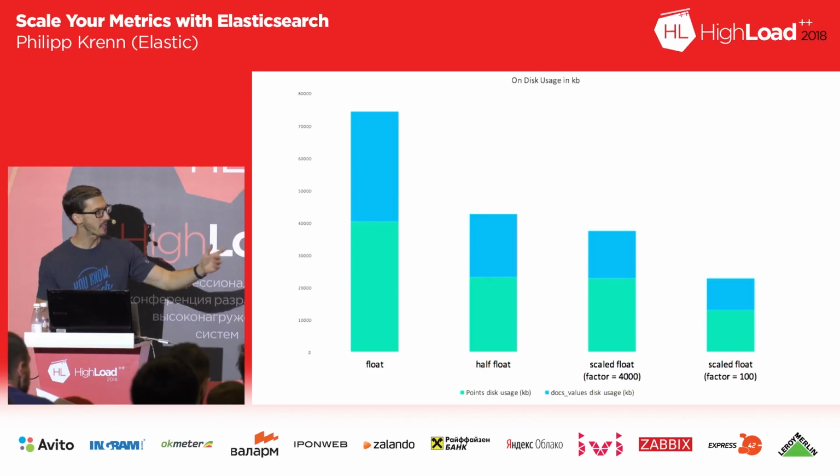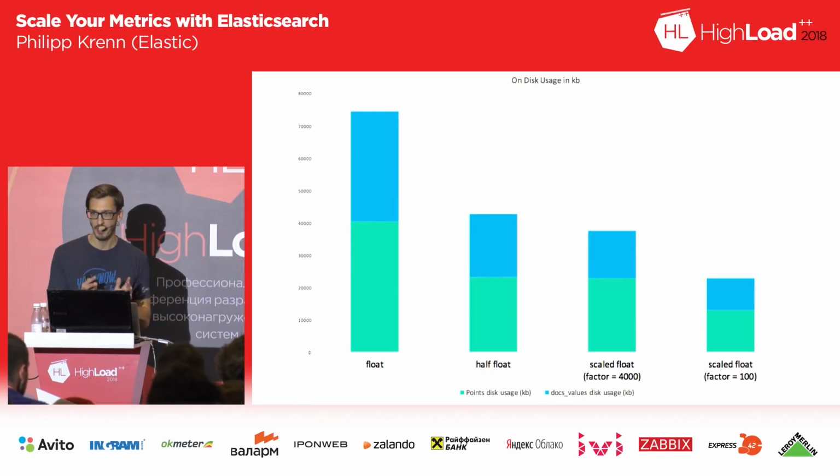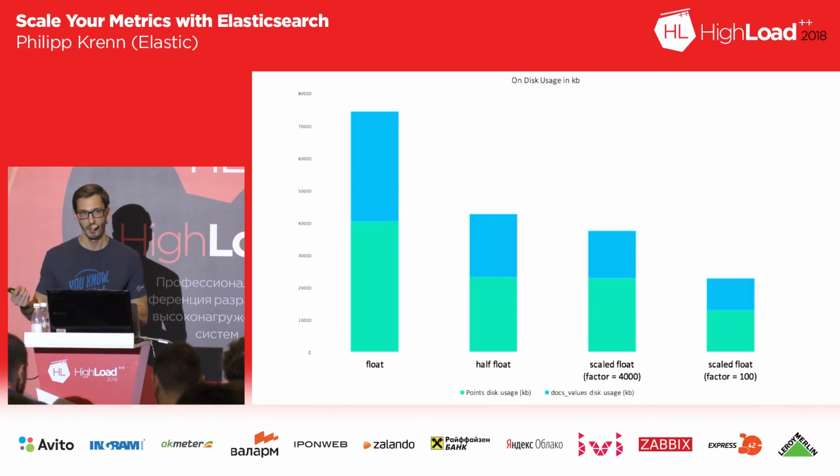With scaled floats and a factor of 100, for example, you store an integer value. But to get back the original value, you have to divide it by 100. So you basically have 2 digits after the comma.